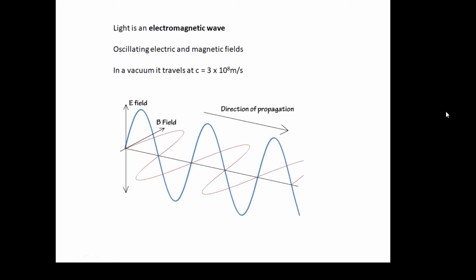And in a vacuum, the wave travels at 3 × 10⁸ meters per second, and that's little c, the speed of light or any electromagnetic wave in a vacuum or in air. It's pretty close to that, 3 × 10⁸ meters per second.